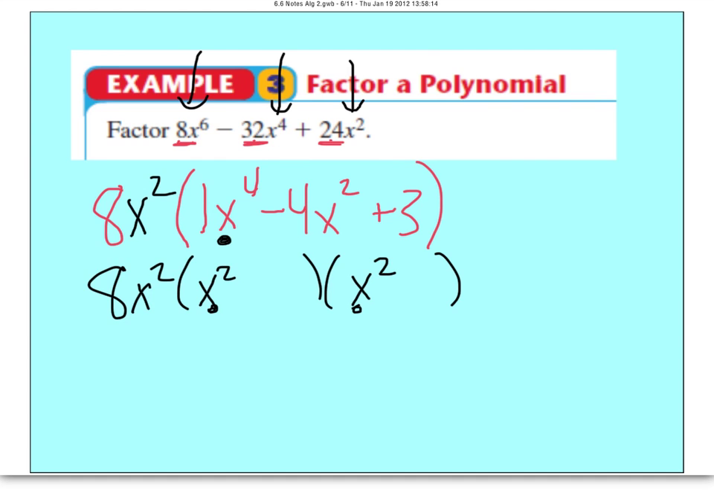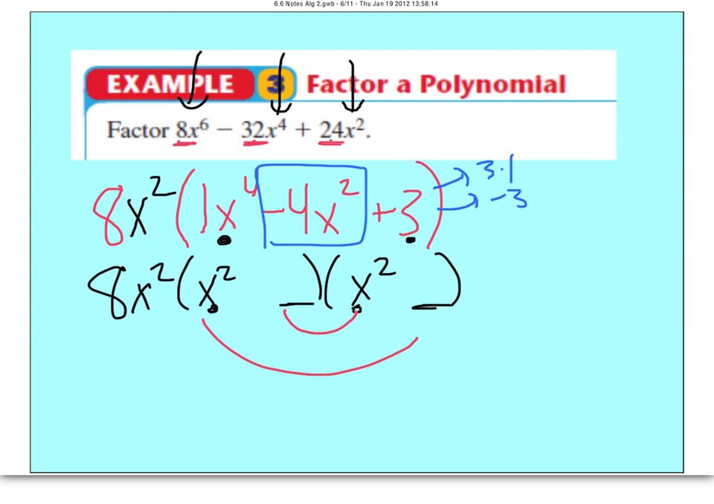I need to think of, are there multiples of positive 3 that I can put here and here, such that when I multiply that and that, it'll actually add to a negative 4x squared. There's two options to try, either 3 times 1 or negative 3 times negative 1 will work. They have to add to negative 4, so it's going to have to be the negative 3, negative 1. If you check here, negative 3x squared, and this is negative 1x squared, which will add to negative 4x squared.